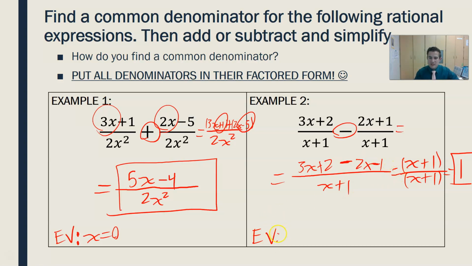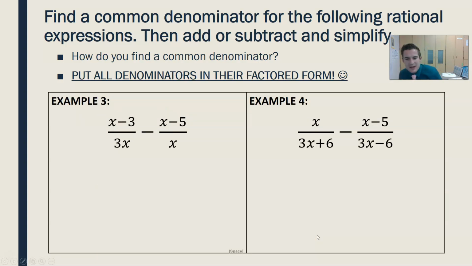So now if I wanted to identify my excluded values, remember I'm looking at the bottom. Before I completely simplify, I'm looking in the denominator and saying what value of x is going to make the bottom of this fraction equal to 0. Because that's a no-go. So if I set x plus 1 equal to 0, I'm going to subtract 1 on both sides and get x equals negative 1. So when x is equal to negative 1, that's an excluded value because that's going to make this expression invalid, because it'll make me divide by 0.